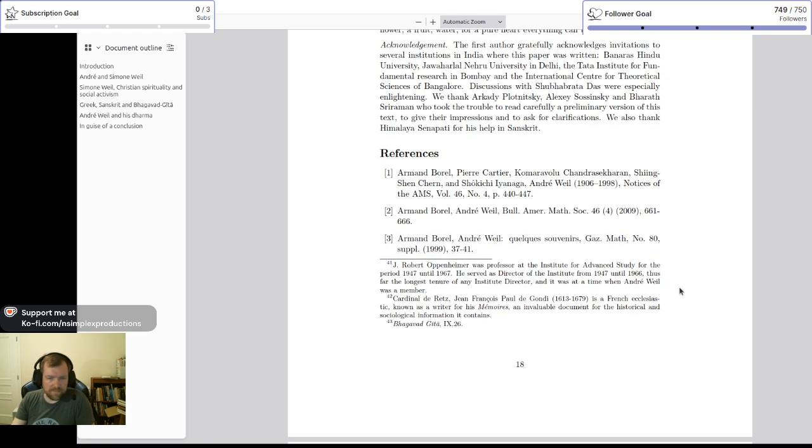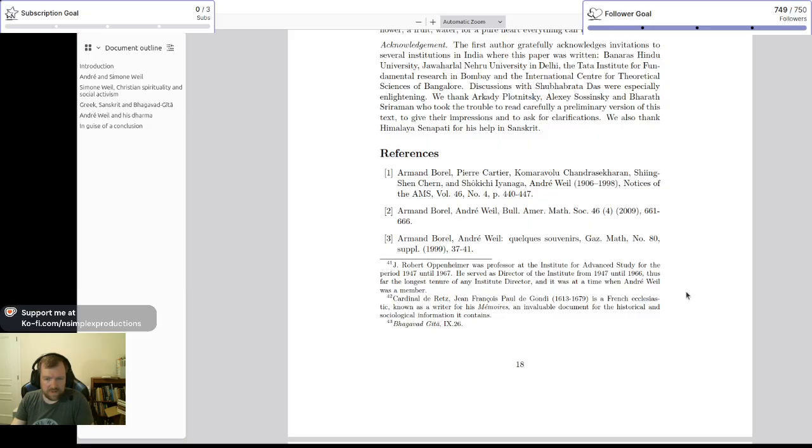J. Robert Oppenheimer was a professor at IAS for a period of 1947 to 1967, served as director of the Institute 1947 to 1966, thus far the longest tenure of any Institute director, and it was at a time when André Weil was a member.